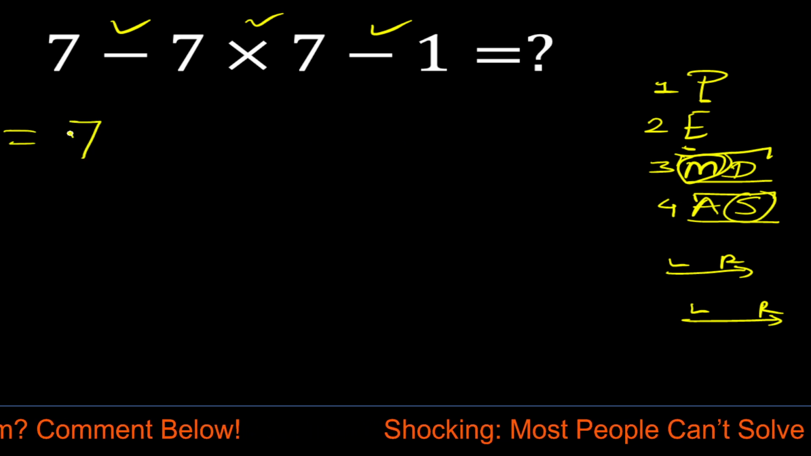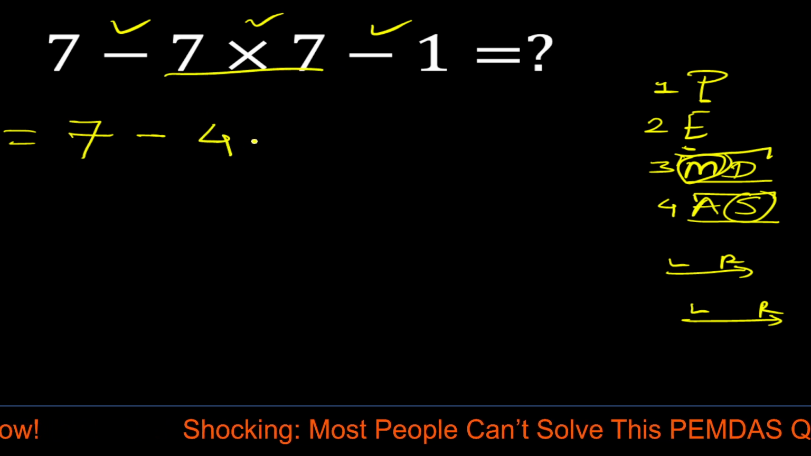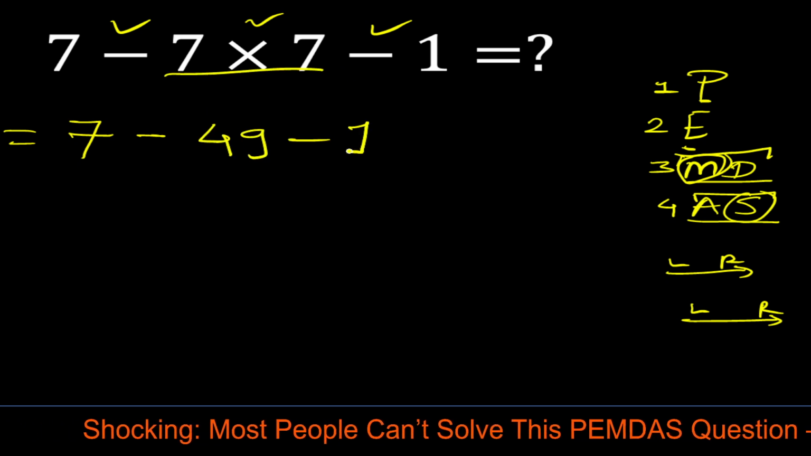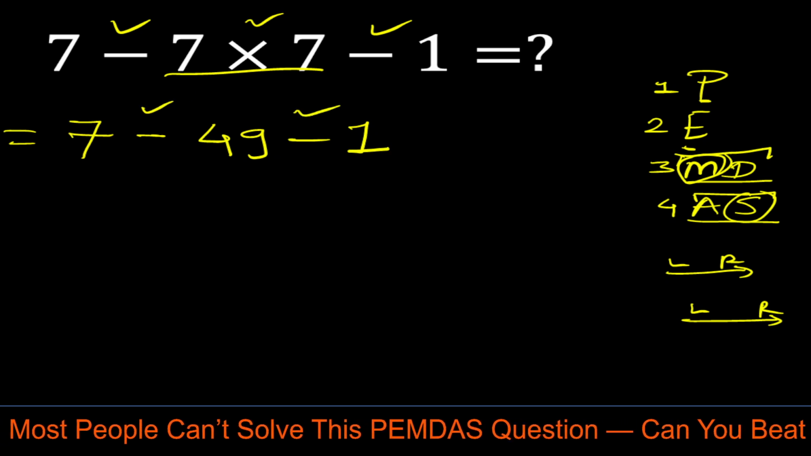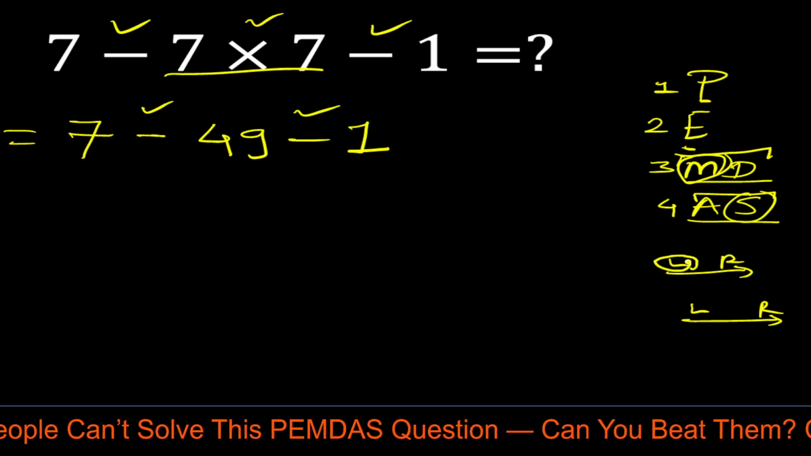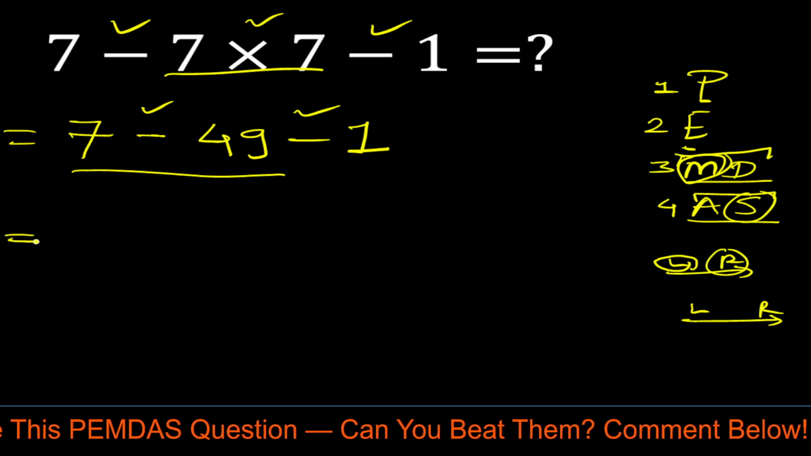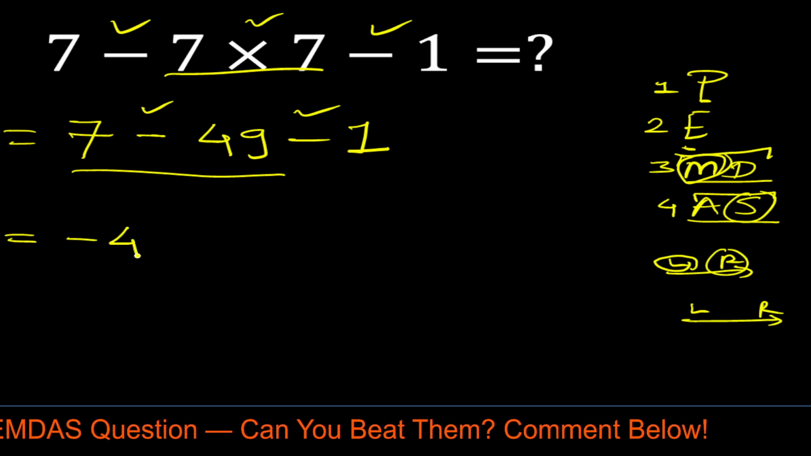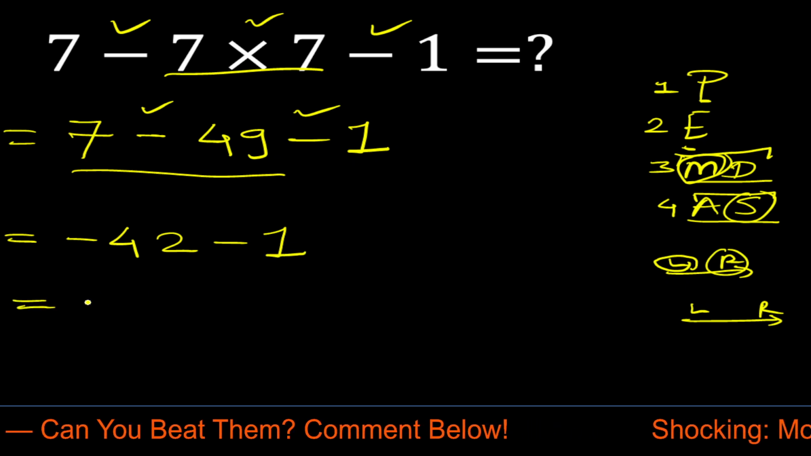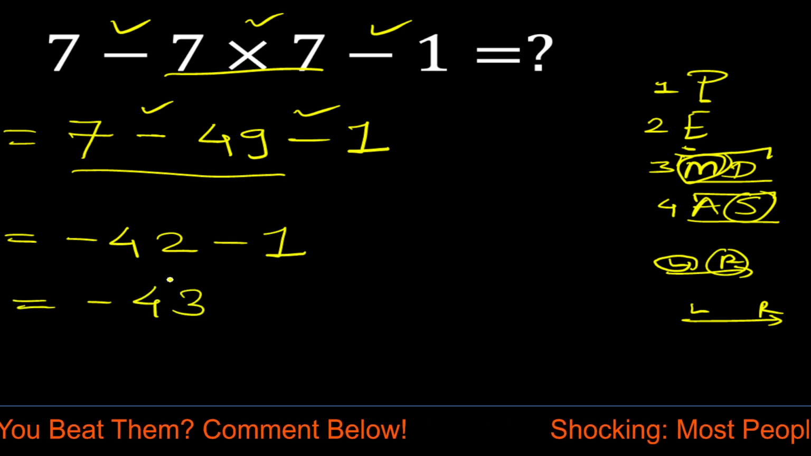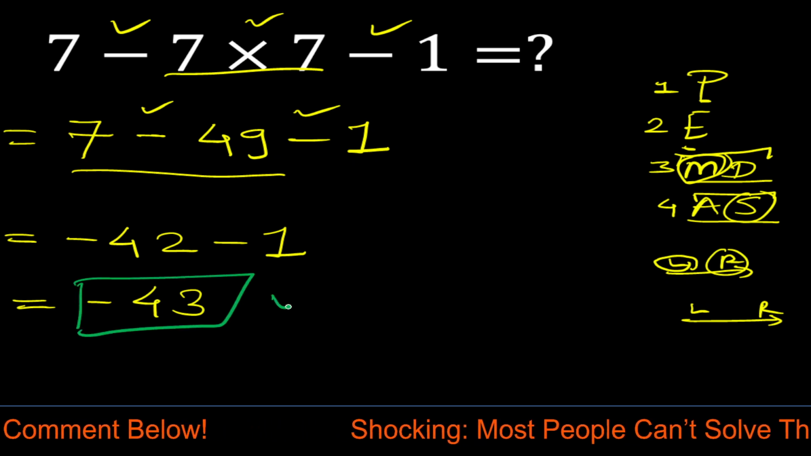So now 7 minus, now solve this multiplication, 7 times 7 is equal to 49, minus 1. Now here we have subtraction and here subtraction, and both have equal priority, so we have to solve it from left to right. So first we have to solve this subtraction. So 7 minus 49 is equal to minus 42, minus 1. So minus 42 minus 1 is equal to minus 43. Right? So the correct answer is minus 43.